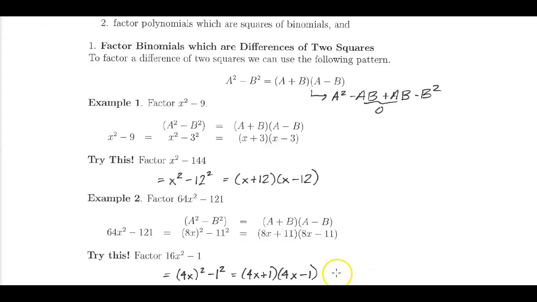And one thing we want to remember to do is we can multiply these back, and we should get 16x squared minus 1. So if I take 4x times 4x, that's 16x squared. The outers give me negative 4x plus the inners of positive 4x. So negative 4x plus 4x is 0. 1 times negative 1 is negative 1.